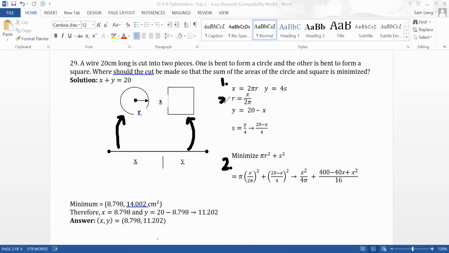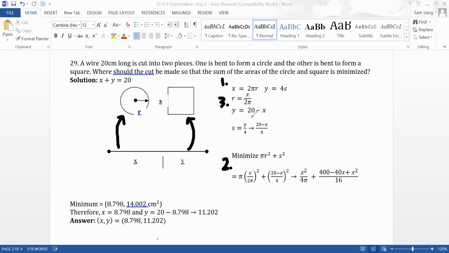So here I have step 3. r equals x divided by 2 pi. I divide both sides by 2 pi to isolate r. And then y equals 20 minus x. That comes from this diagram right here. In other words, if I have a wire that's 20 centimeters long, and the cut is made so that x is equal to 12, then y is going to be equal to 8 centimeters. So it'll be 20 minus x wherever that cut is made. So y equals 20 minus x. That's the other equation that we have to work with.